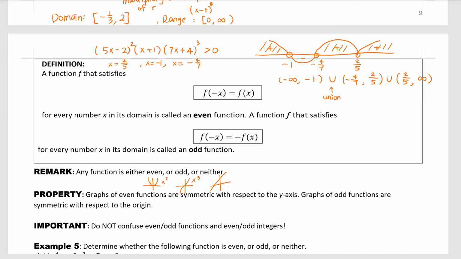Okay, and you can see we have some properties. The graphs of even functions are symmetric with respect to the y-axis. The graphs of odd functions are symmetric with respect to the origin. So you see here, the mirror image across the y-axis is still on the graph. And here, when you rotate this point 180 degrees about the origin, it is also on the graph. Important: do not confuse even and odd functions with even and odd integers. Okay?